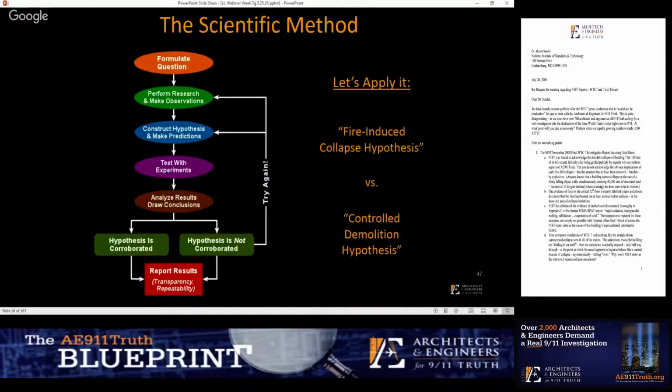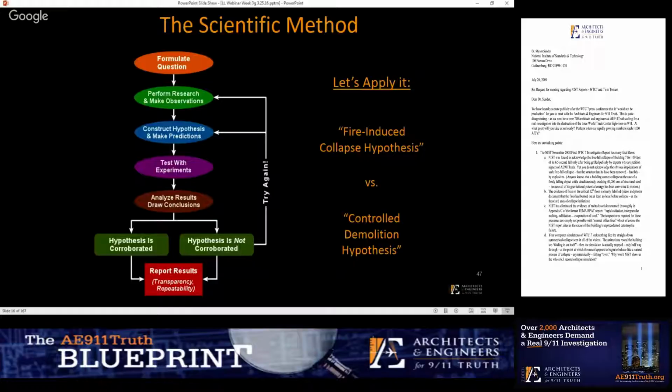How have other towers come down? We make some observations. We construct a hypothesis or a series of hypotheses. Our best guess as to how the towers came down. Educated guesses. How have other towers come down? For instance, fire. We think that's our best guess. Or maybe explosives. That's a decent guess.